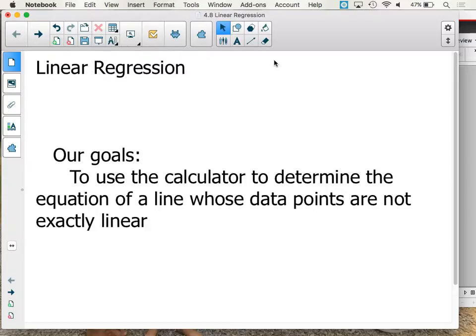Since the calculator is going to do it, you may want to open up your calculator. As we go through this video, you're probably going to want to pause it at different times and do what I do in the calculator as well. So here we go.